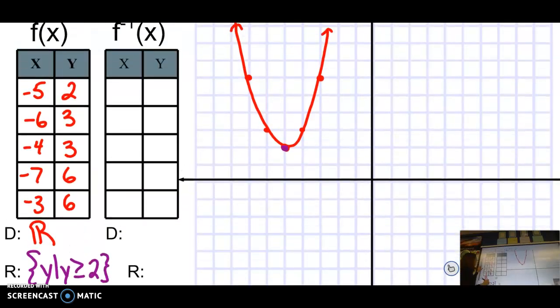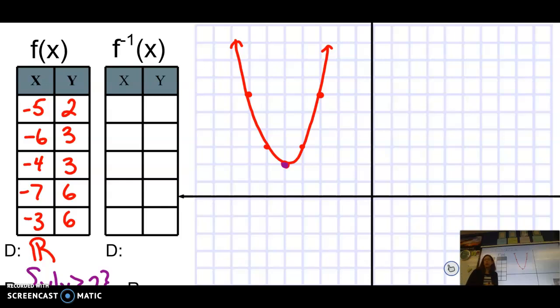So the range would be the set of y's such that y is greater than or equal to 2. Okay. Well, you may remember to find inverses, all you have to do is switch the x and the y. So those roles are just going to switch. So literally, I'm just going to take my data table and I'm going to switch it. So 2, 3, 3, 6, 6, and then -5, -6, -4, -7, -3.